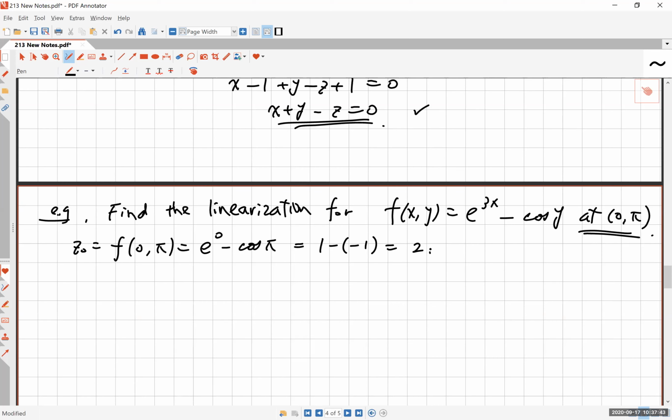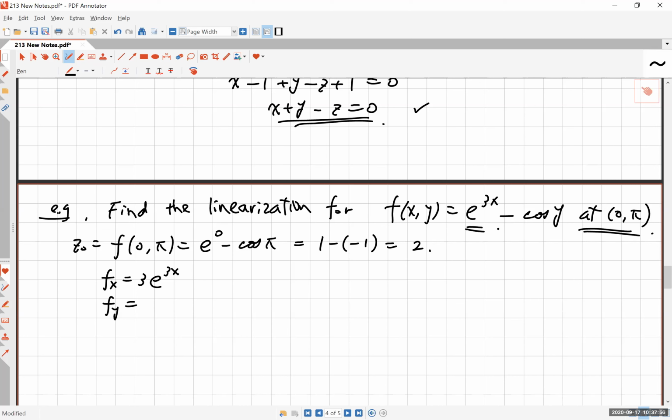Okay, so then we go to f sub x. Let's try to evaluate this. That's 3 e to the 3x. This is straightforward, and plus 0, of course. F sub y, this part goes away, and so negative cosine of y becomes sine of y. You evaluate both of these at 0, pi. So this is 3 times e to the 0th, which is 3. And this one is sine of pi, which is 0.